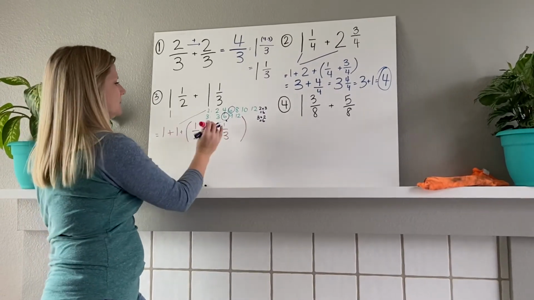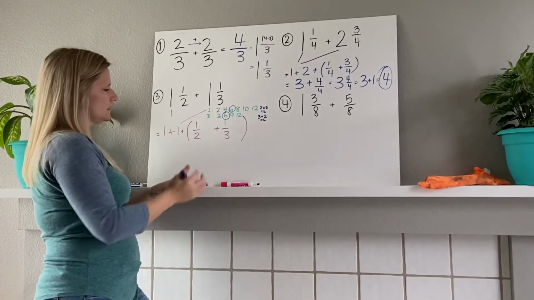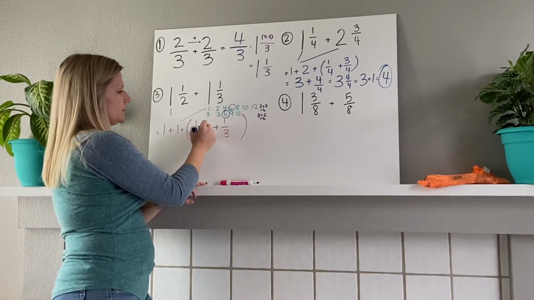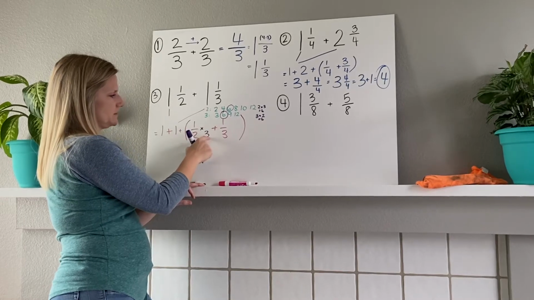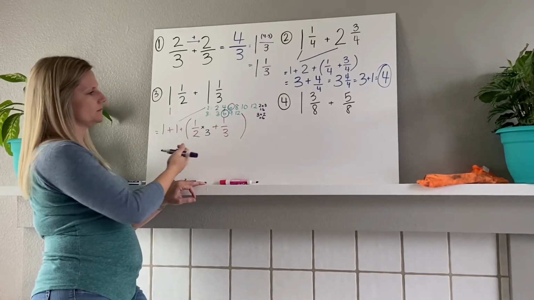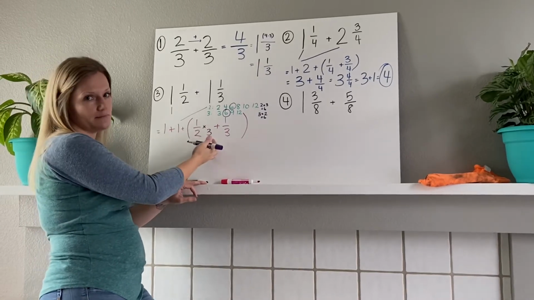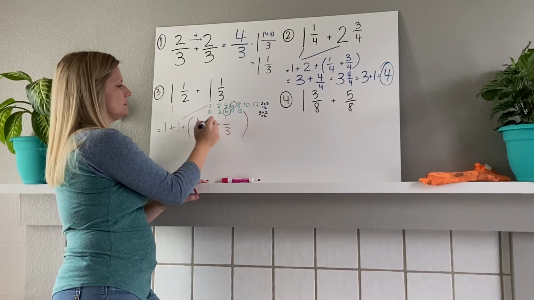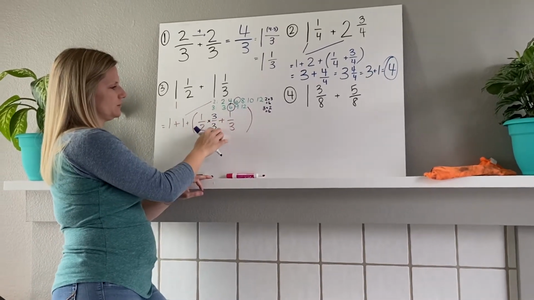Okay? So I'm just going to make a little bit more room here. So up here we figured out that 2 times 3 is 6. So we're going to be multiplying 2 times 3. When you are multiplying and finding a common denominator, remember, whatever you do to the denominator, you must do to the numerator. So that means we're going to be multiplying 1/2 by 3 over 3.